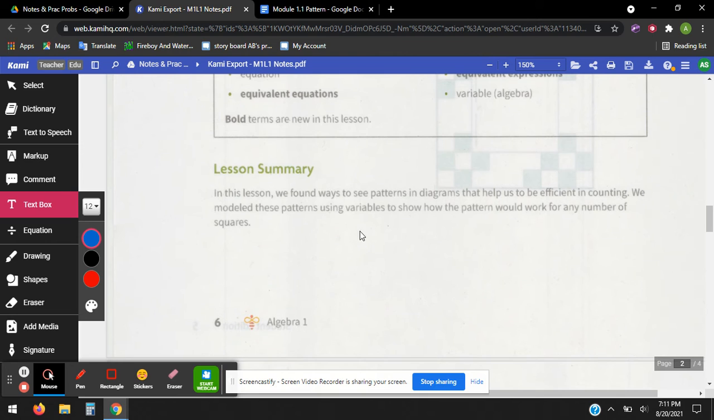So found those patterns, and that's really the main thing on algebra and math, is looking for those patterns and coming up with a rule to help you solve that pattern faster.